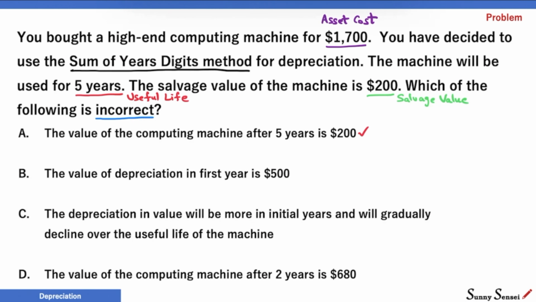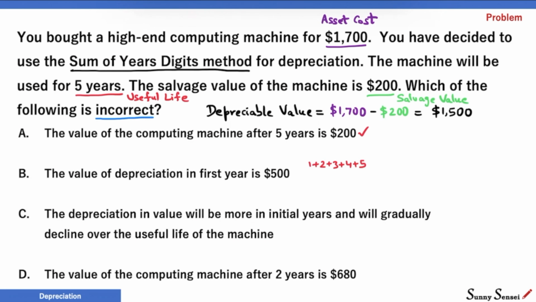The next choice says that the value of depreciation in the first year is $500. Let's check that. First, the depreciable value, it is asset cost minus the salvage value, or $1,500. Sum of years digits is 1 plus 2 plus 3 plus 4 plus 5, or 15. So, the depreciation in year 1 will be 5 by 15 times $1,500, or $500. B is also a correct statement.